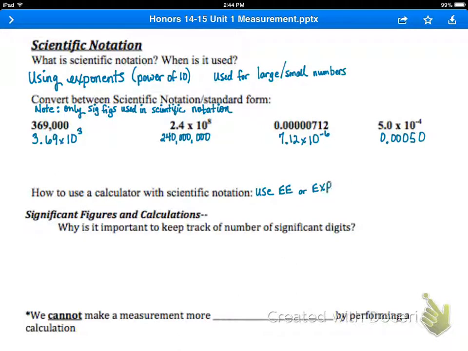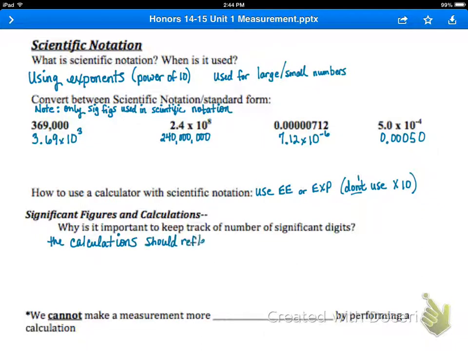To use a calculator with scientific notation, make sure that you know how to use the EE button or the EXP button or whatever function your calculator does. Do not use times 10 or a caret. If you're not sure how to do this, come and see me. It's really important.